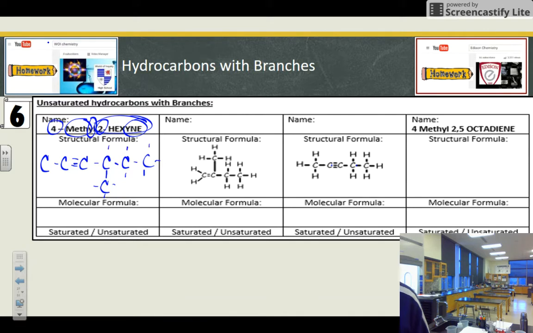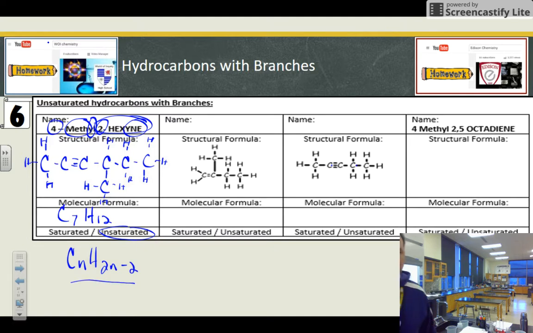Now we're filling in our hydrogens. None here, none there. And fill it in. And now I got C, 1, 2, 3, 4, 5, 6, 7, C7, H, 1, 2, 3, 4, 5, 6, 7, 8, 9, 10, 11, 12. H12, this is unsaturated. This one fits CnH2n minus 2, which is an yne. Okay?